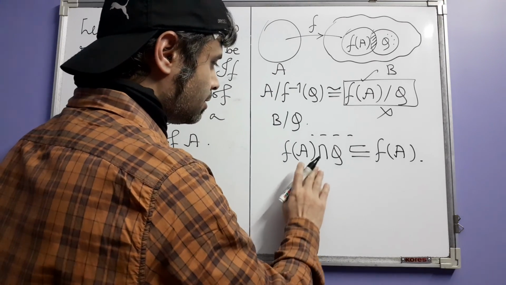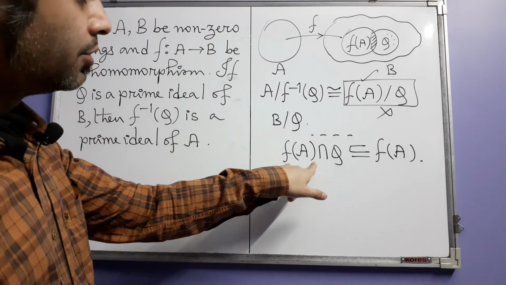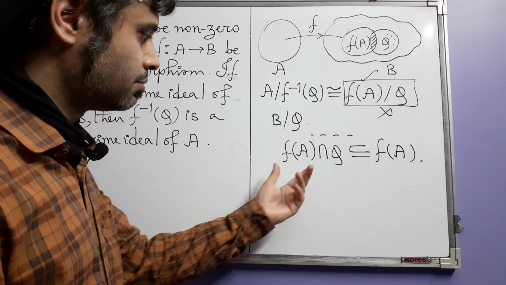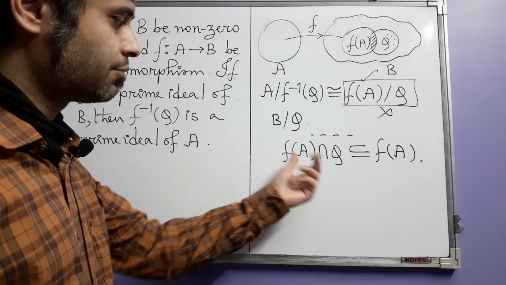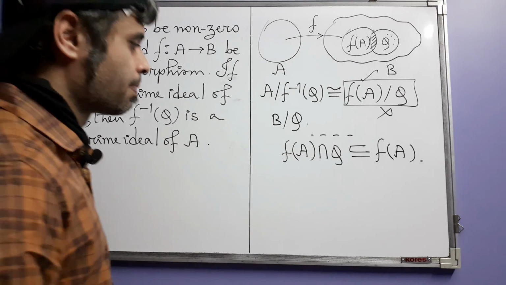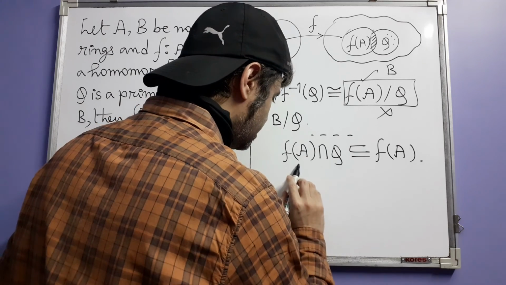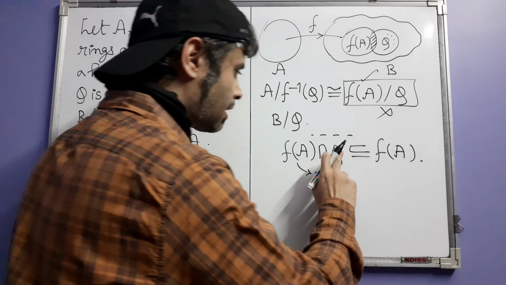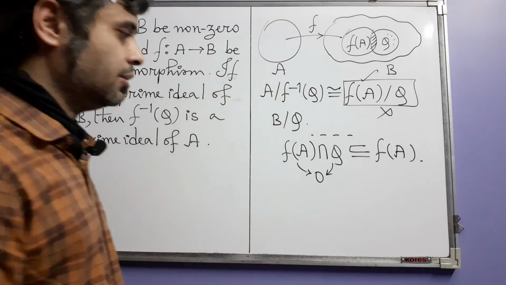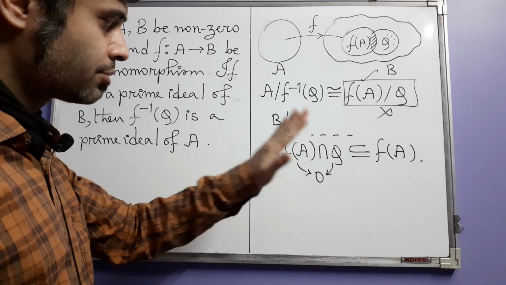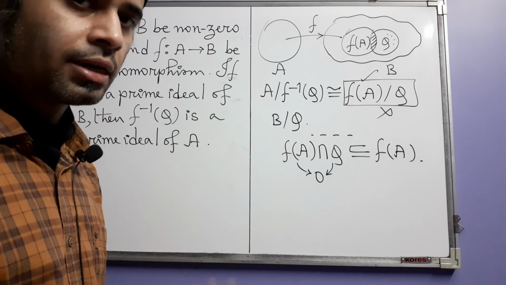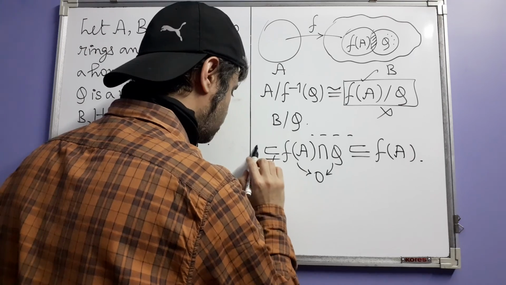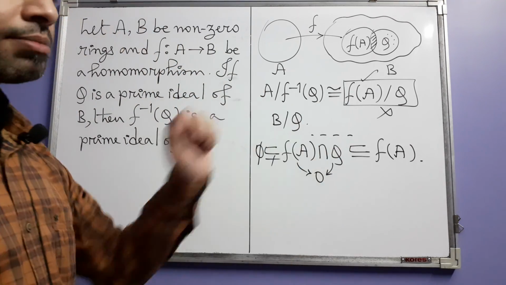Why? Because you are taking the intersection of a subring of B and an ideal of B. We already know from properties of homomorphisms that F of A is a subring of B. So, being a subring, it has the 0 element of B. Being an ideal, Q also has the 0 element of B. So, at least 0 belongs to this intersection. It is not the empty set, it is non-empty. So, it is a non-empty subset of F of A.